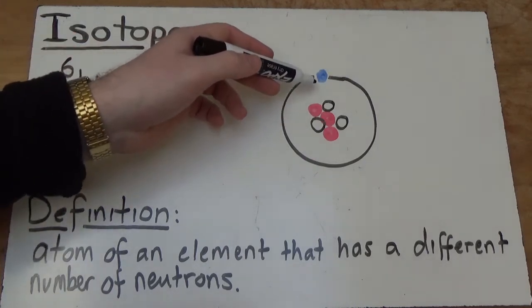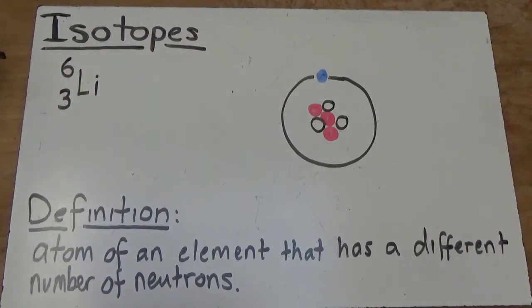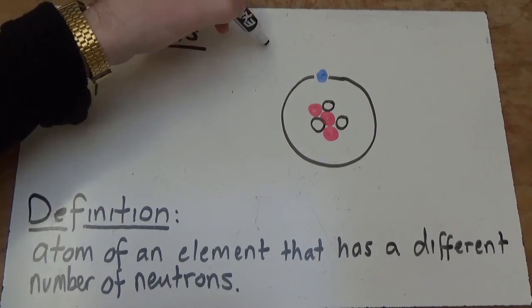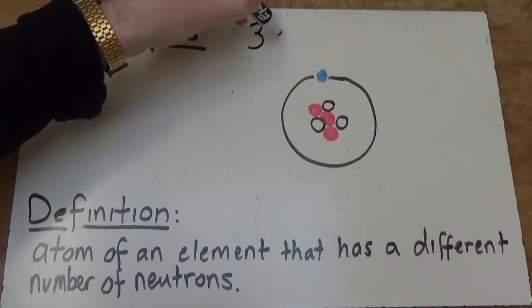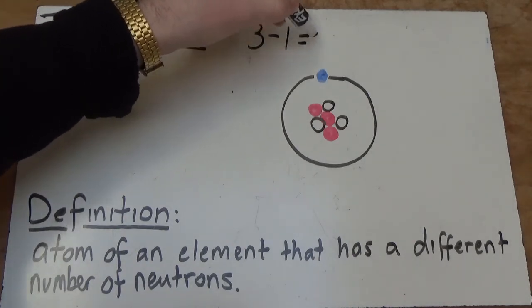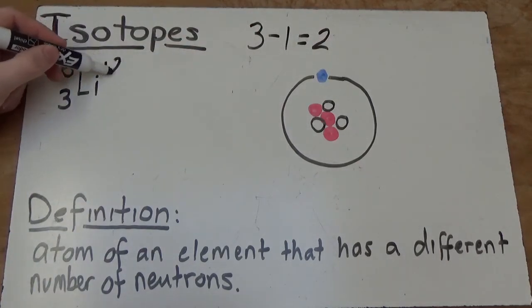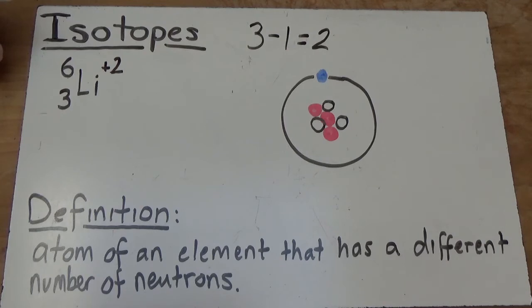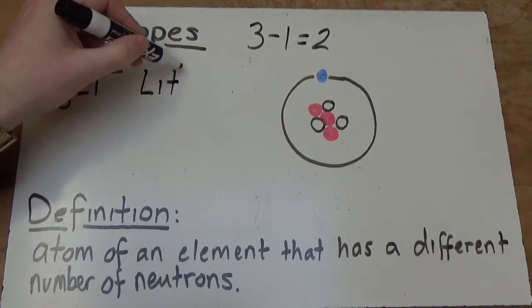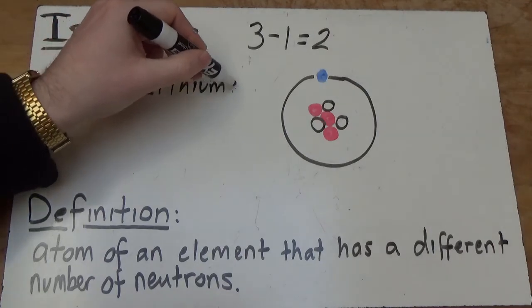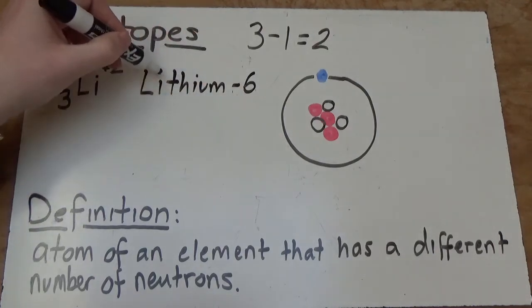This lithium also only has 1 electron. So when calculating my charge, which is protons minus electrons, I do 3 minus 1, and I find that my charge is a positive 2. The name of this is simply lithium 6.